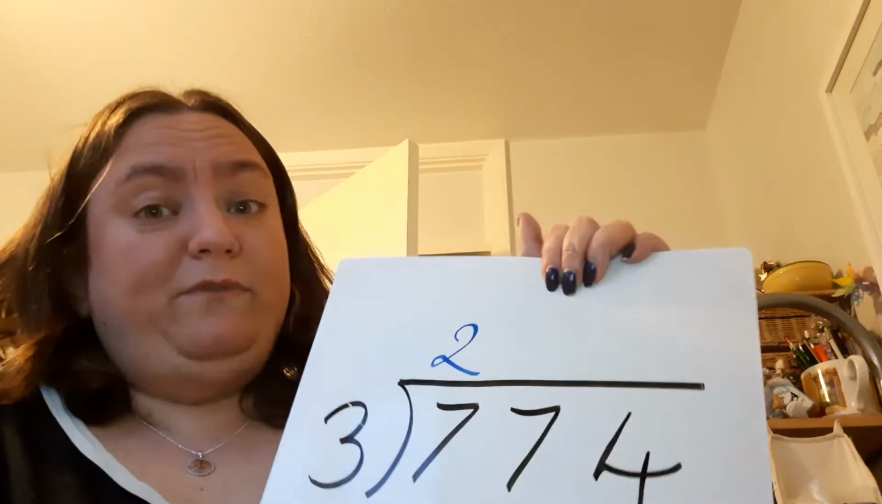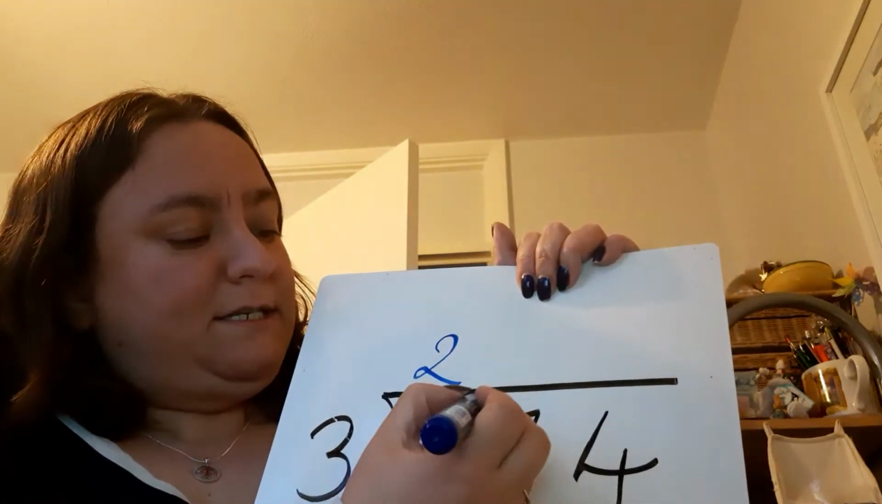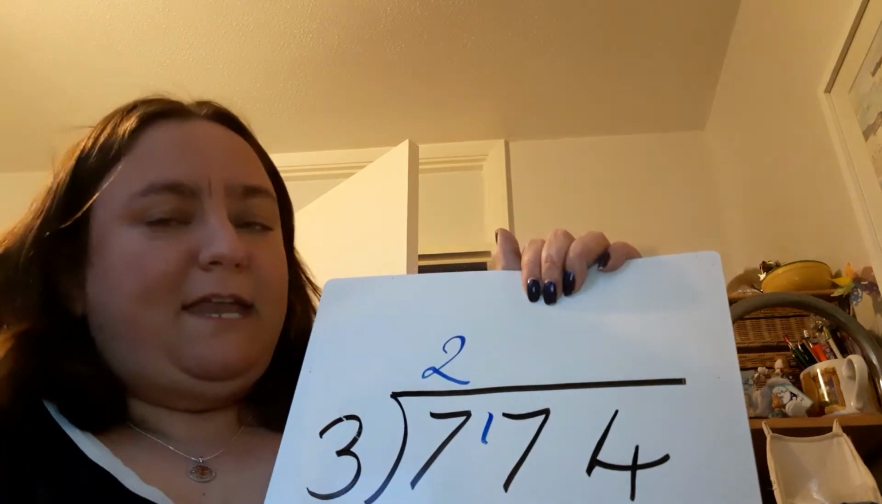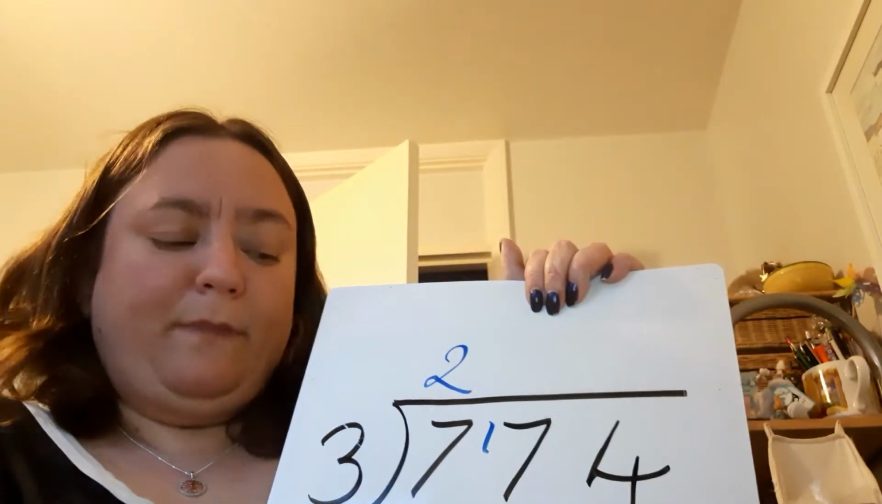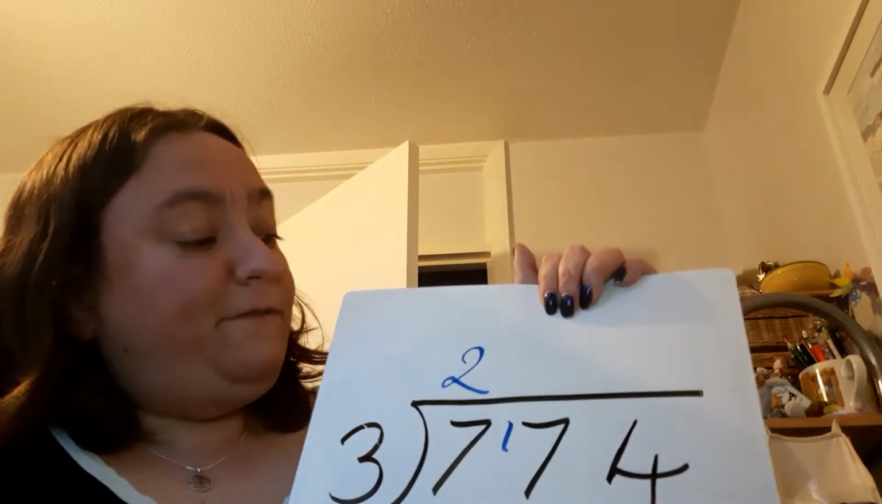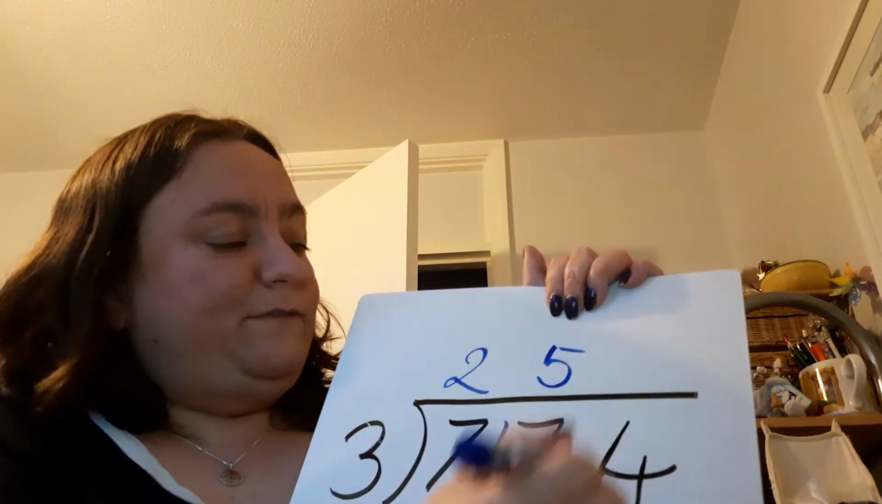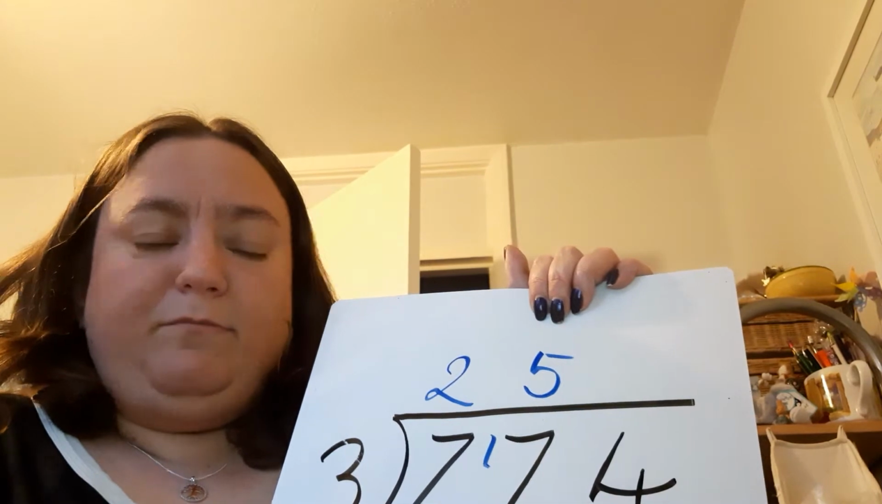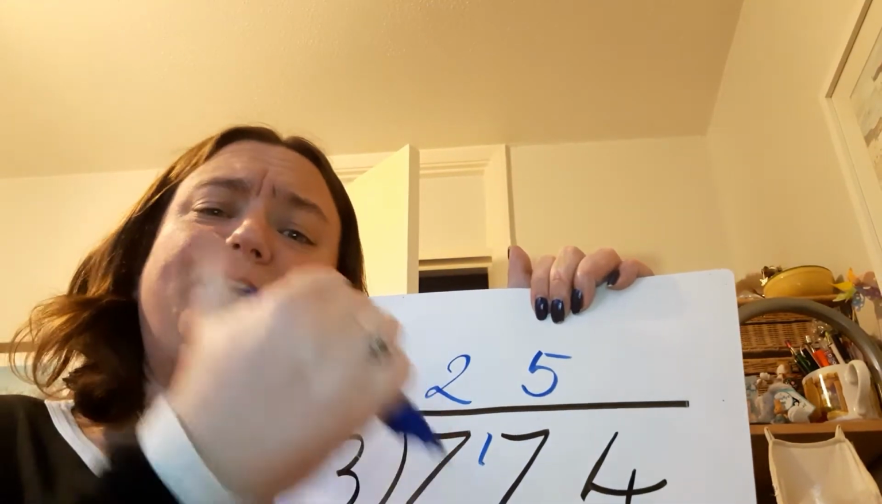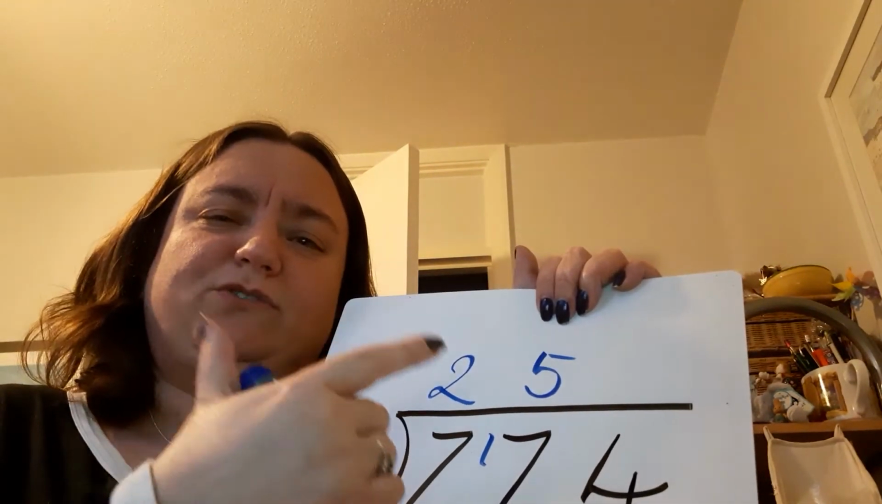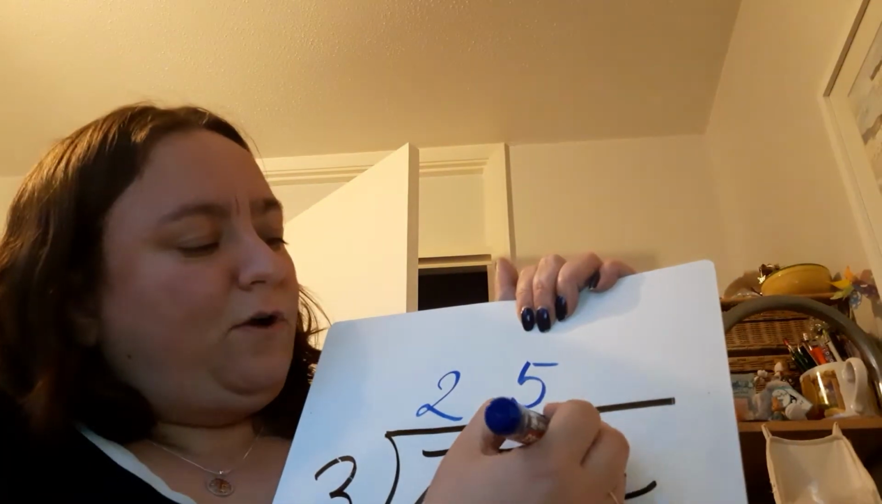We can't ignore it, we've got to do something with it, so we move it into the next column, and we make it 17 in there. Now, 3 times 5 is 15. So I know that there are 5 lots of 3 in 17. But again, there are 2 left over, 15, 16, 17, 2 extras. So they go into the next column.